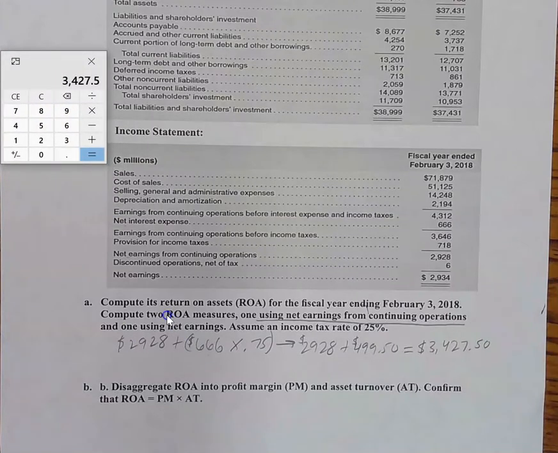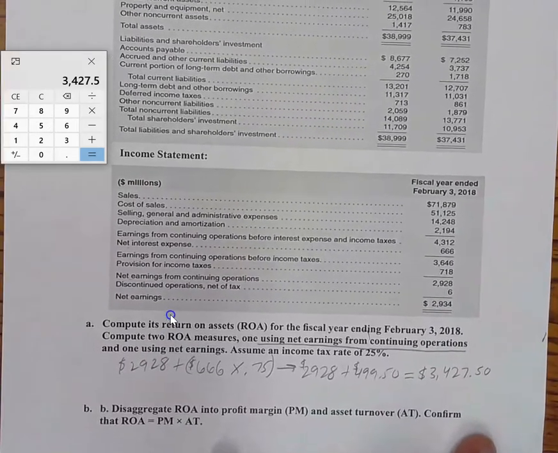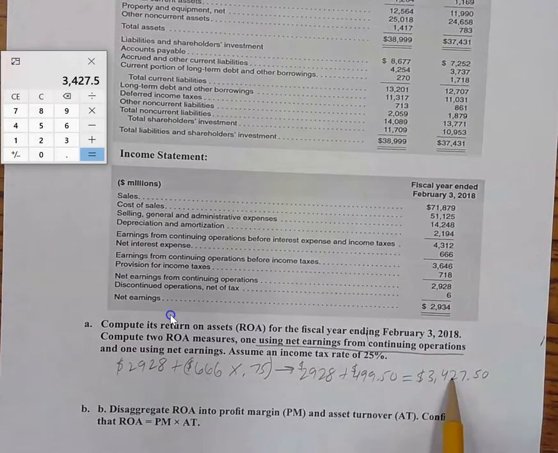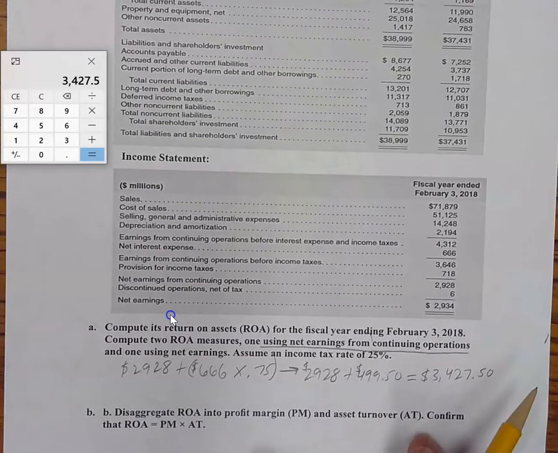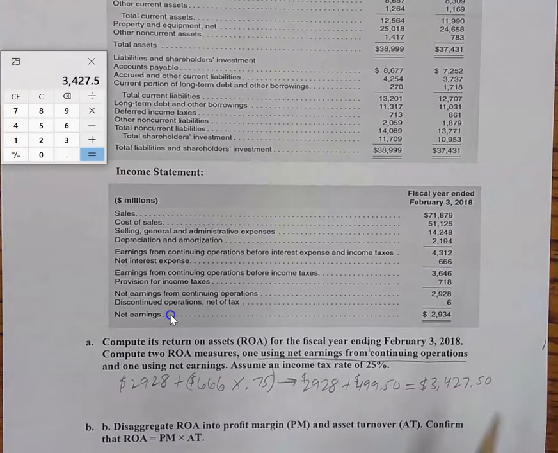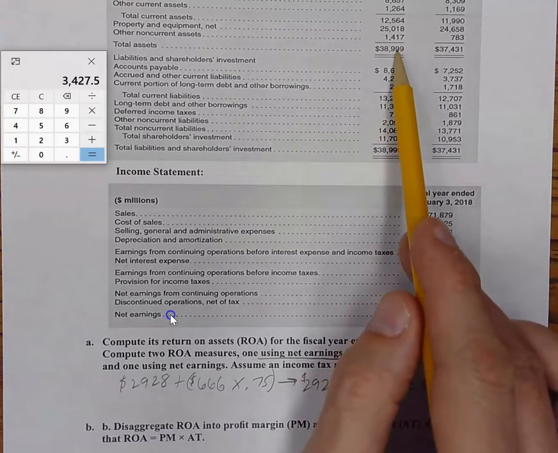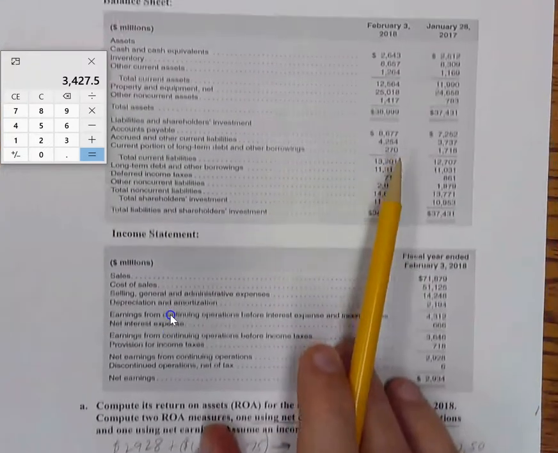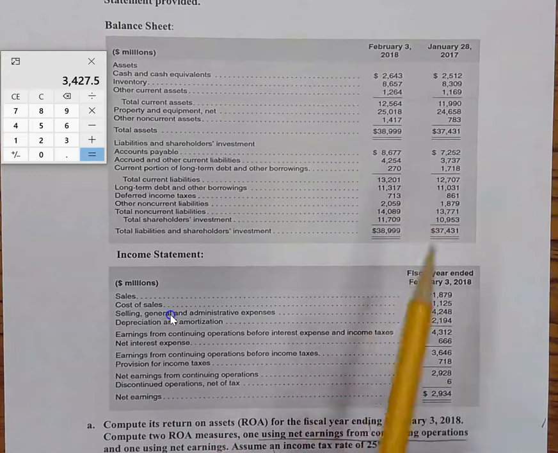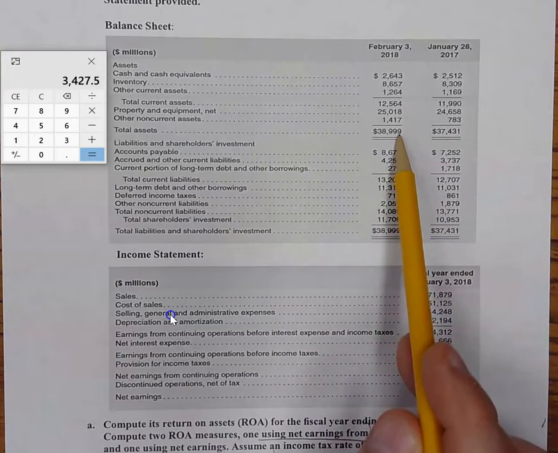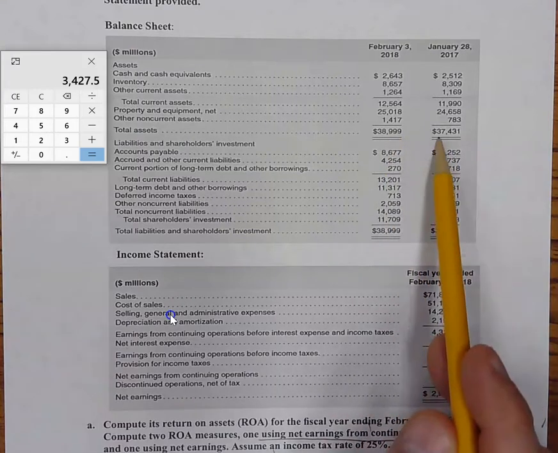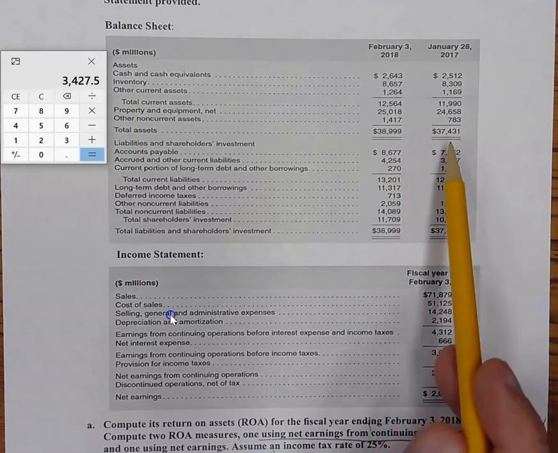However, to get ROA, I have to move over onto the balance sheet. Okay, because I'm saying, this is what I got. What was my level of assets? And so we go up here, and we see that assets as of February the 3rd were $38,999. However, this is at the end of the fiscal year. So we have to take both of these figures and get an average between them.